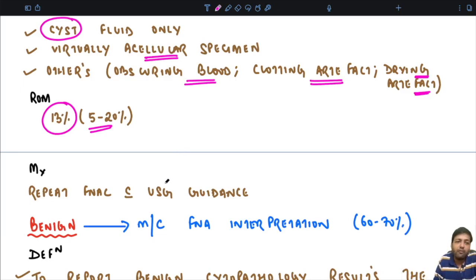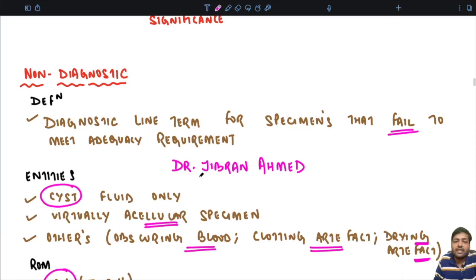What is the management for this particular diagnostic category? You should repeat the FNAC with USG guidance. Okay, so this is very, very important.